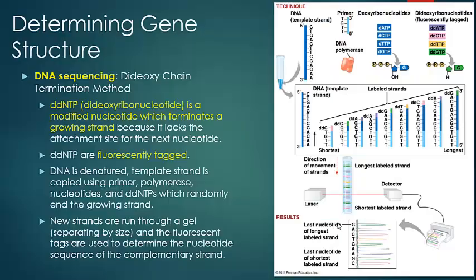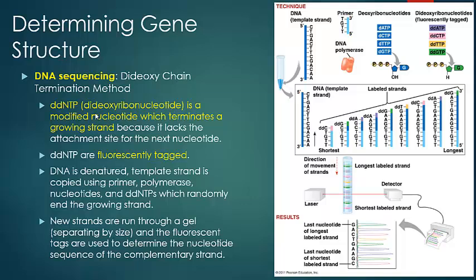We can also use DNA technology in order to determine the structure of a gene, in particular to determine the sequence of bases in a gene. This process, called DNA sequencing, is accomplished by using modified nucleotides called ddNTPs. These stand for dideoxyribonucleotides. This process, which is going to utilize the dideoxyribonucleotides to sequence a gene, is called the dideoxy chain termination method.